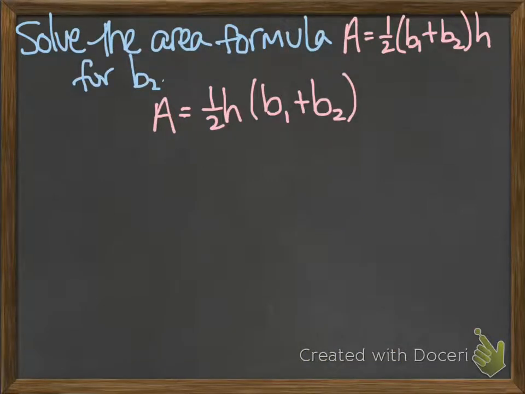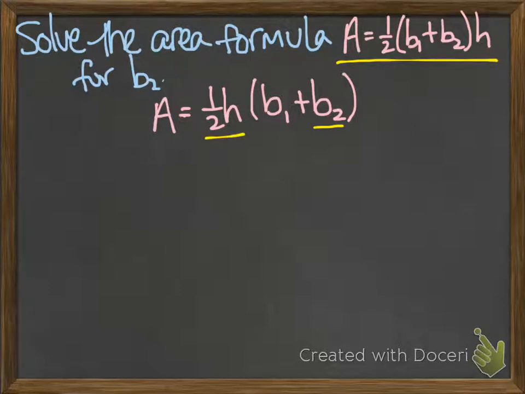Again, make sure you have a label on all your answers for word problems. Solve the area formula for b sub 2. This hopefully is recognizable as the area of a trapezoid, and we're going to solve this for b sub 2. So when I rewrote this, the first thing I did, since we're multiplying the parentheses by the 1/2 and the h, I just put those together.